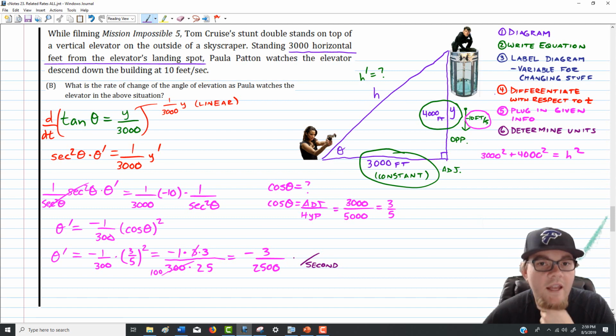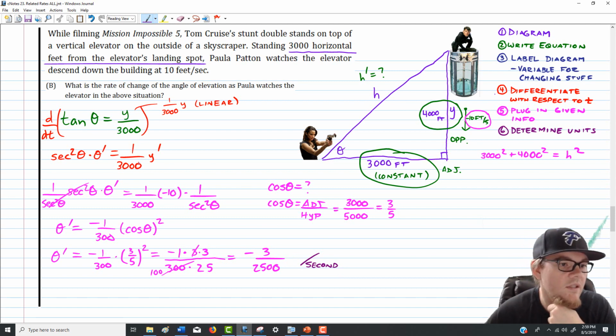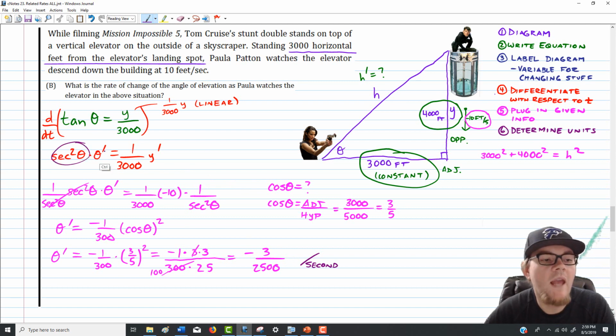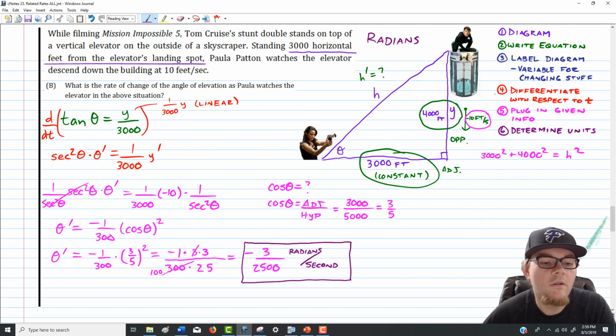We're measuring how fast an angle changes, and since we're using these nice derivative rules, that means we have to use radians. So in other words, what we're talking about in our angle isn't in degrees, we're talking about radians per second. So in our case, we're going to get that the angular rate of change is negative 3 over 2500 radians per second. And there is our answer.